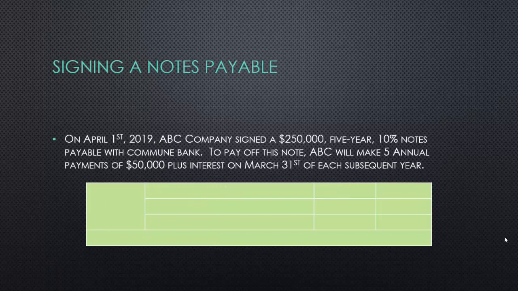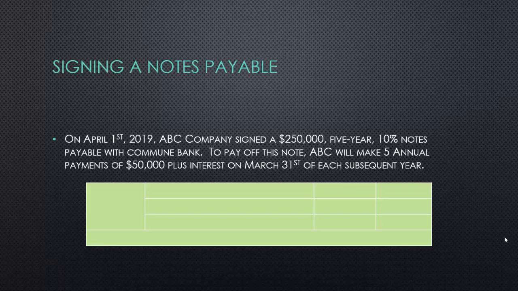Another form of long-term debt is a notes payable. It's borrowing from a lending institution. In our example, on April 1st, ABC Company is signing a $250,000 5-year 10% notes payable with Commune Bank. When you sign that promissory note, you're saying that you're going to repay. Your repayment terms are going to be laid out in the note. Their repayment terms are that they have to make 5 annual payments of $50,000 plus interest on March 31st of each subsequent year.